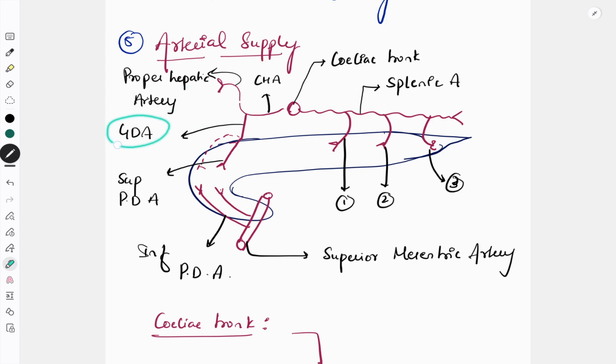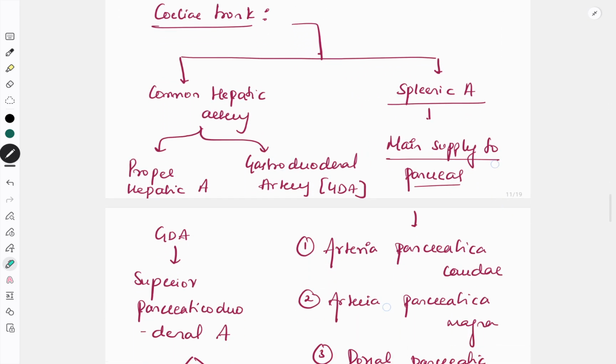This GD is nothing but your gastroduodenal artery. I have written the full forms of these below, do not worry. And then this is the superior pancreatico-duodenal artery. This is the inferior pancreatico-duodenal artery, which is coming from the superior mesenteric artery, right? So these 1, 2, 3, I have written below. These are nothing but the branches of the splenic artery. So this is how it is.